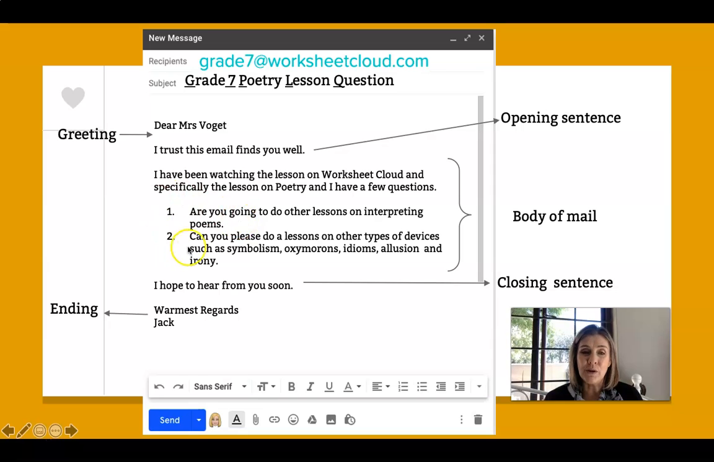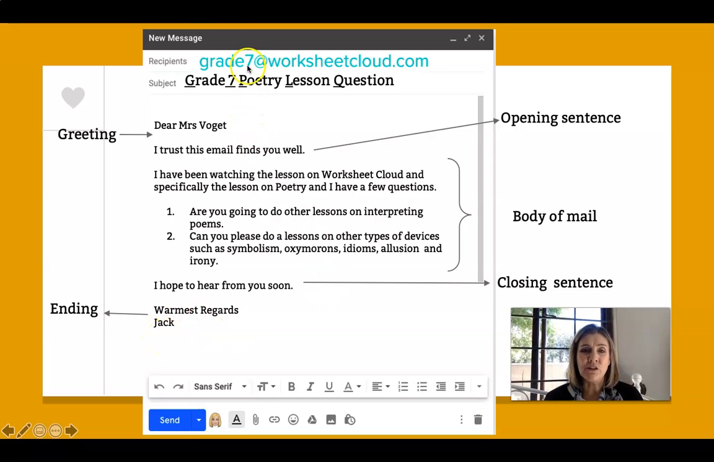One, and this is where we use bullet points or numbers, are you going to do other lessons on interpreting poems? Should have been a question mark. And can you please do a lesson on other types of devices such as symbolism, oxymorons, idioms, allusions, and irony? Right, that's what I want to ask the teacher about. Skip a line. I hope to hear from you soon, because you're letting them know you want a reply. Skip a line, warmest regards, and your name, Jack.